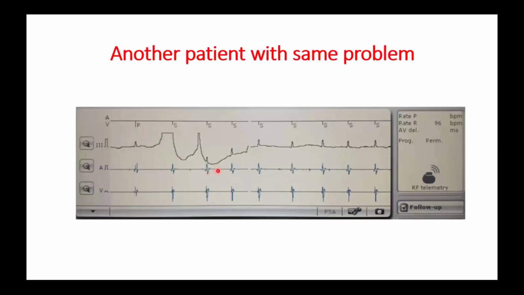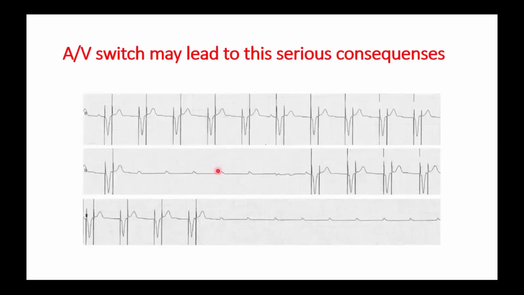So how to solve this problem? First, if you are in the emergency room and you have the programmer, you program it to DOO mode or AAI mode. AAI mode is going to pace the ventricle. Exactly. Because this is the ventricular lead in the atrial chamber. Or DOO mode, because both will be paced, so no problem. But AAI mode is good, or AOO mode is good.